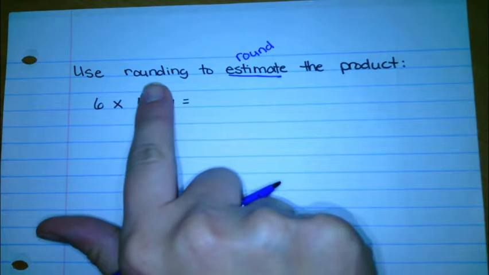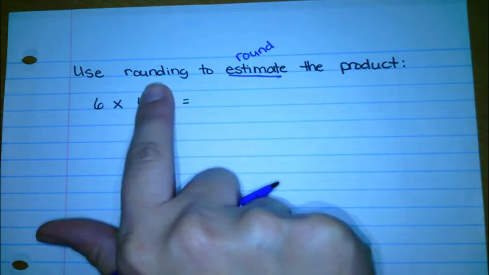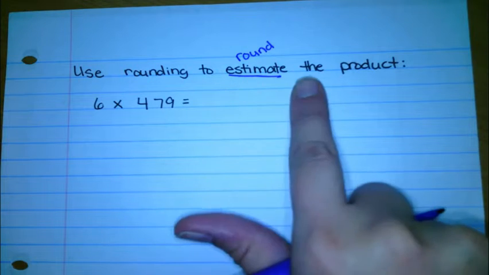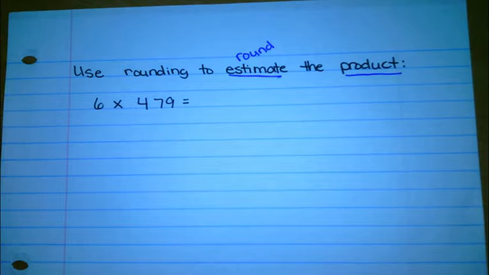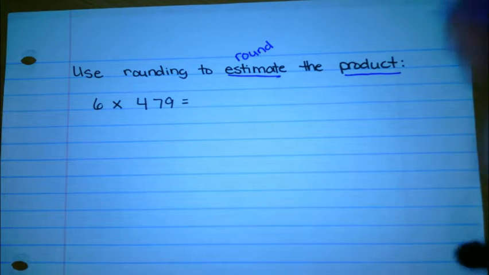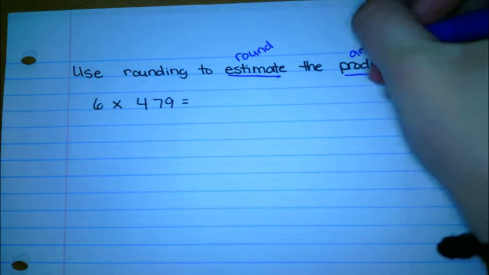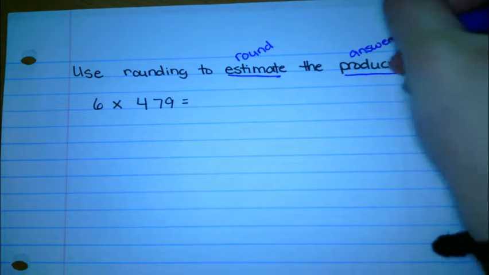This one's really easy because rounding was already right there in the direction. So we're going to round and find the product. That is another math word. So the student should know product means the answer to a multiplication problem.